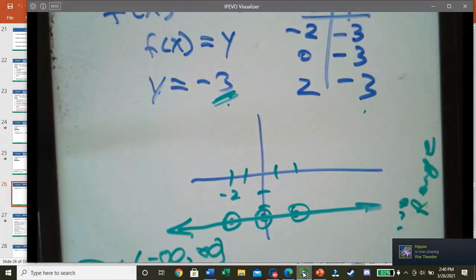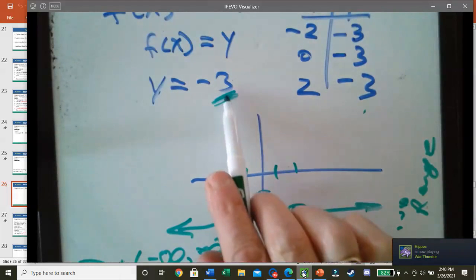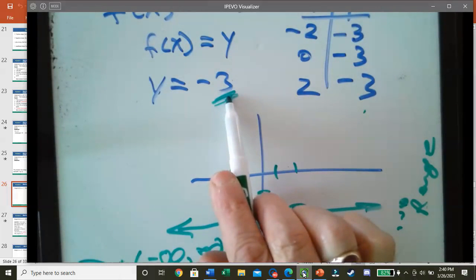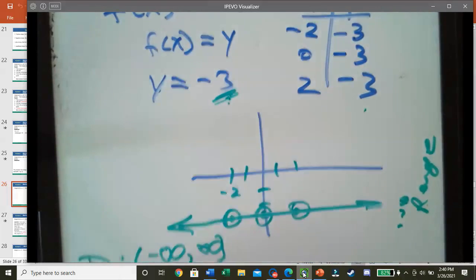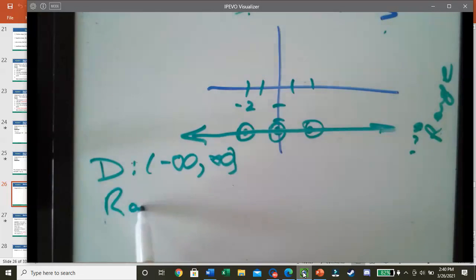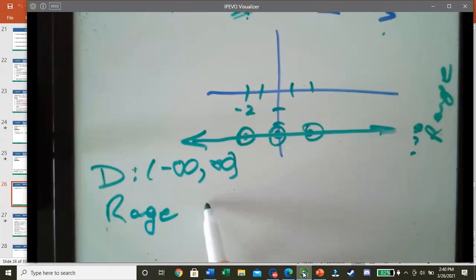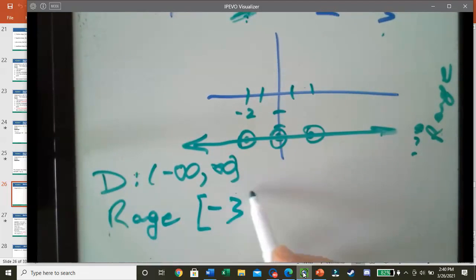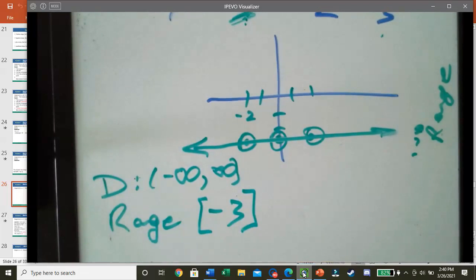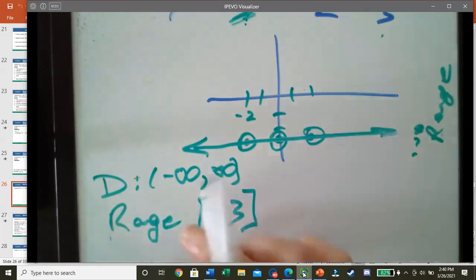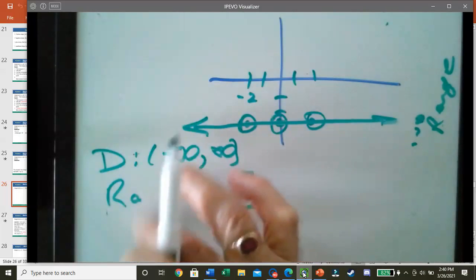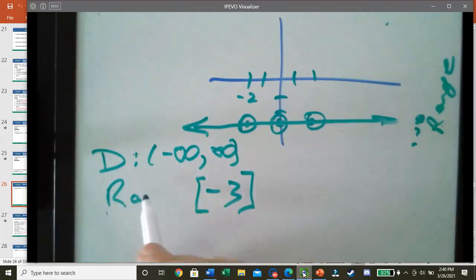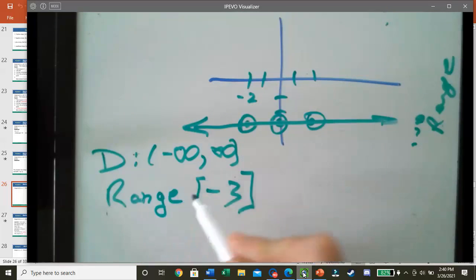Where's that single point? Is right there. -3, right? So your range is -3, and it's a bracket, okay? So it's only a single point for the range. I need my end didn't come out too well. There we go, that's better. Questions there?